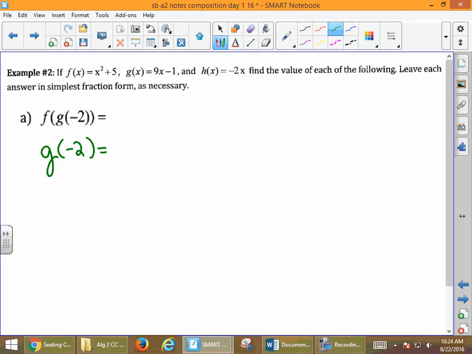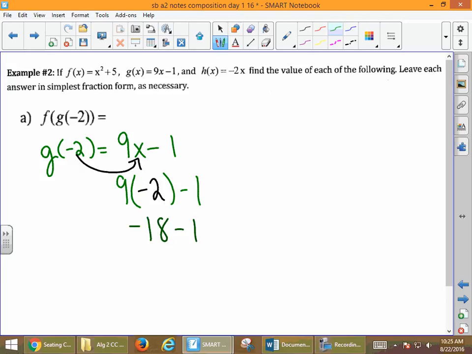Our g function, as we look up there, is 9x minus 1. We're going to take this value of -2 and put it back into our function wherever we see x. So it's going to be 9 times -2 minus 1. 9 times -2 is -18, minus 1. And -18 minus 1 is -19.